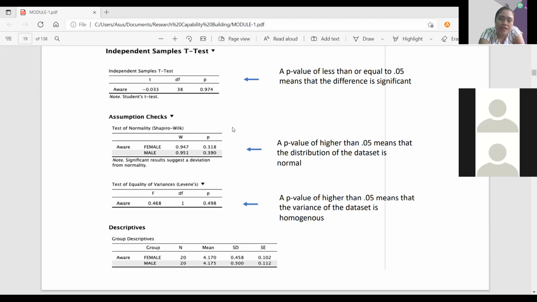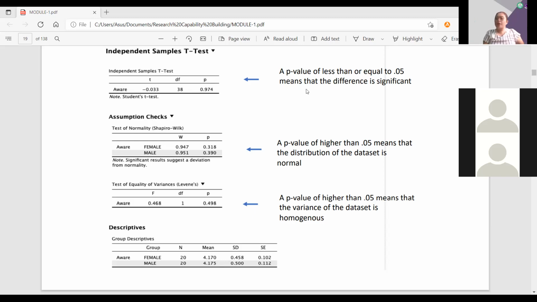Now, for the result of this study, the p-value is 0.974, which is higher than 0.05, meaning we have to accept the null hypothesis. Ang ibig sabihin nun, there is no significant difference between the level of awareness of the male and female community pharmacists on antimicrobial dispensing. So walang pagkakaiba daw. That's the interpretation of the t-test, the p-value that has been computed.